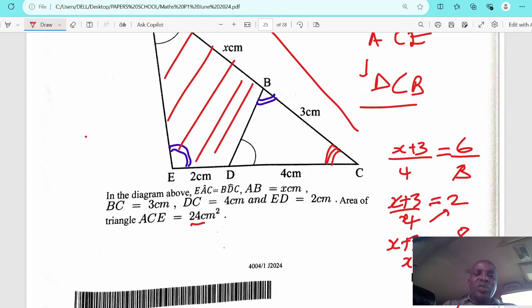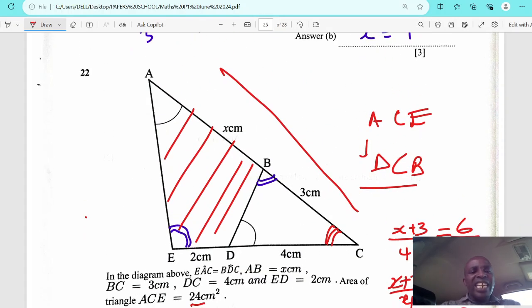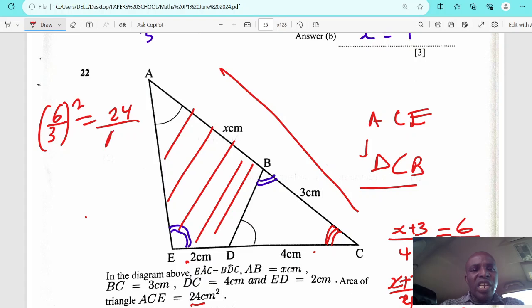In similarity, if two shapes are similar, then the ratio of the sides squared is equal to the ratio of areas. Let's take the sides that are similar. You have 2 plus 4 is 6, over the side that is similar to this one on small triangle BCD, which is 3, squared, is the area of the bigger triangle, which is 24, over the area of the smaller triangle, which is A. Then 6 divided by 3 is 2. 2 squared is 4, equals 24 over A.